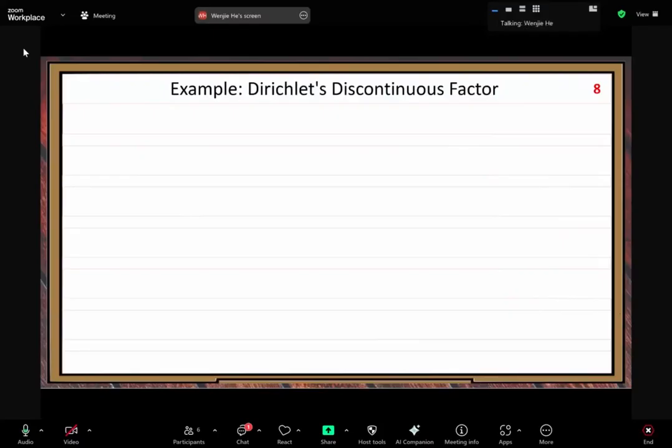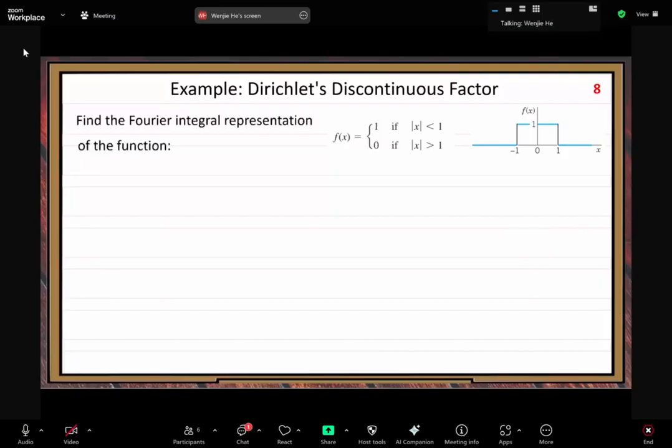Dirichlet's discontinuous factor. All right, so consider this special function. This function is very simple. It only takes the values 1 and 0. In the interval between -1 and 1, it takes value 1, and outside it takes value 0. Find the Fourier integral representation of this function.